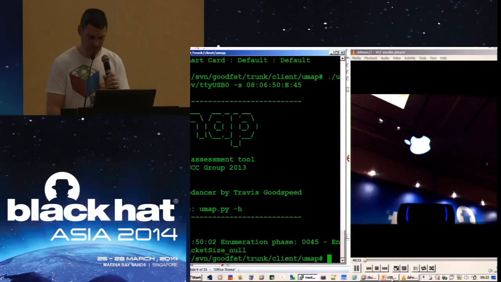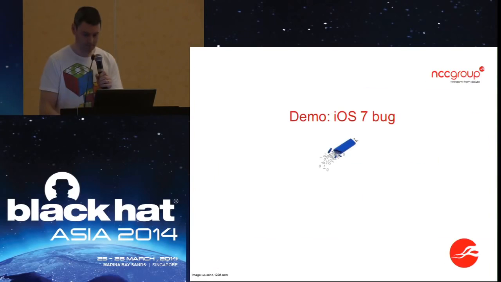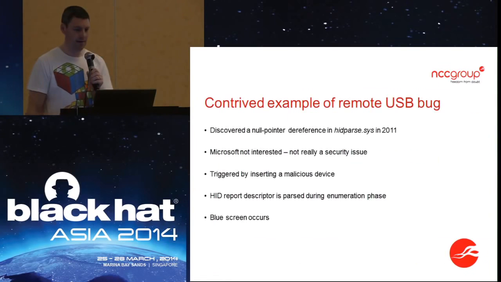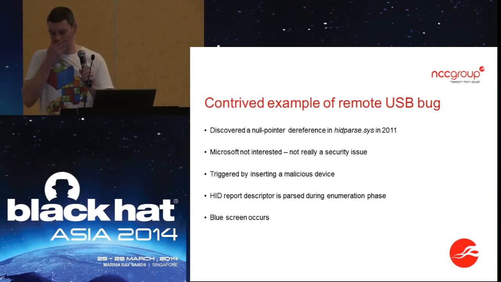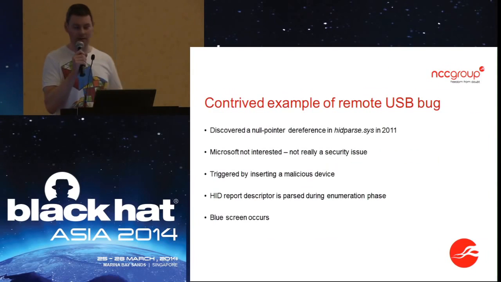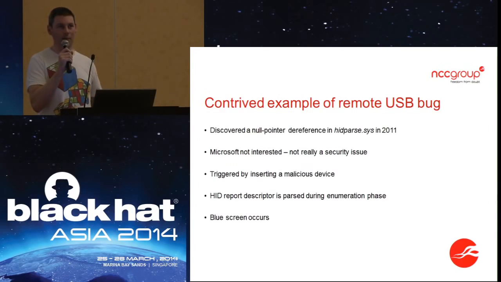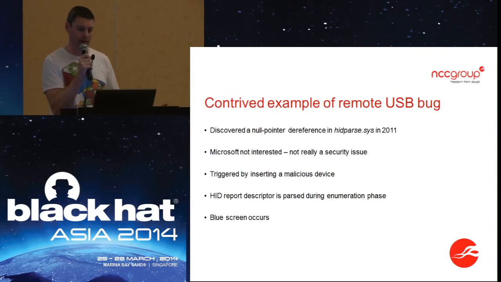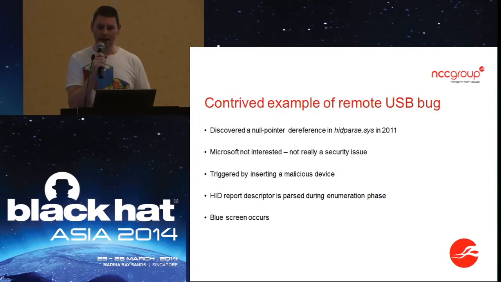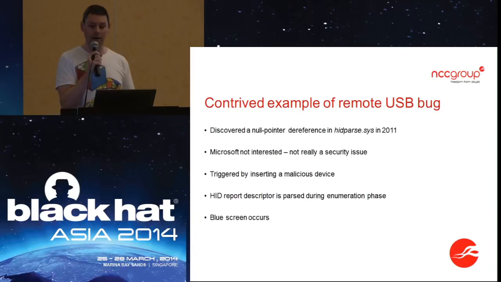So, moving on. So that's just an example of UMAP and how I find USB bugs. So the next thing was, okay, how can I move away from it being some kind of physical access? I want to be able to do this stuff remotely. And back in 2011, I discovered a bug in all versions of Windows in hidpars.sys.